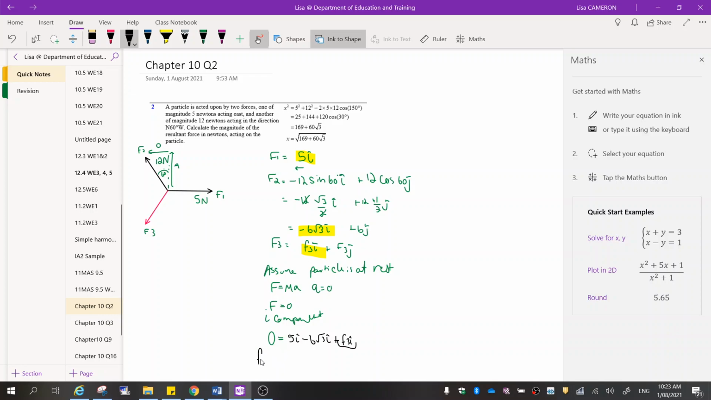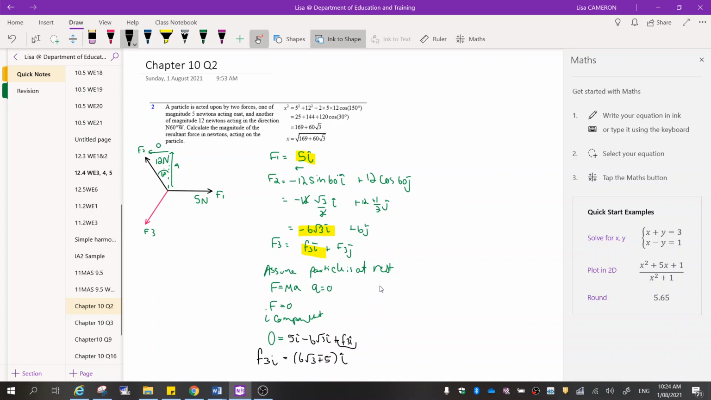Okay, so now the next thing I'm going to do is move this one to the other side, and that's going to change all these symbols, because technically when this comes over, it becomes negative, and then I'll divide this side by negative 1. So that means I'm going to have F3i equals 6 root 3 minus 5, i.